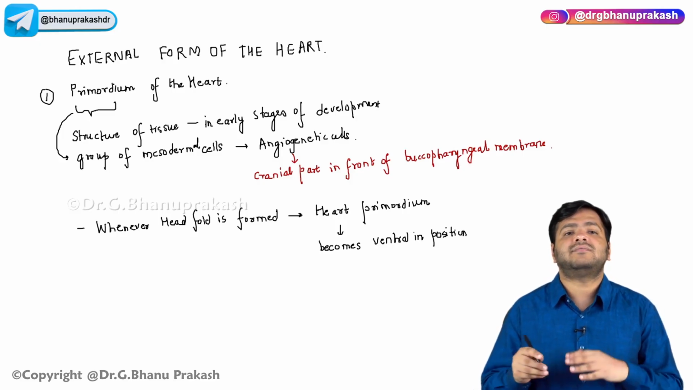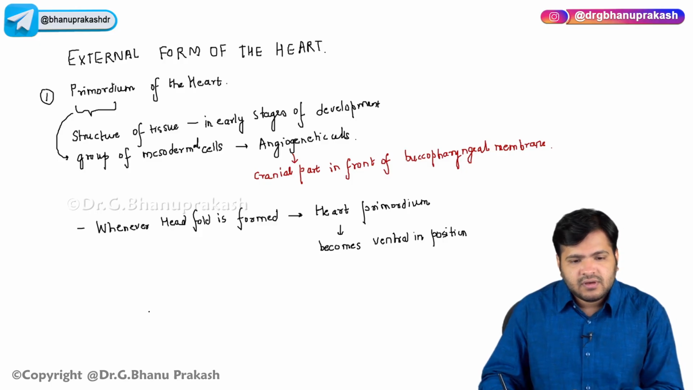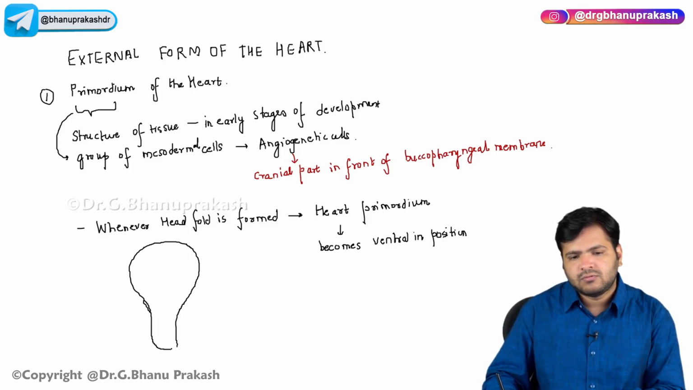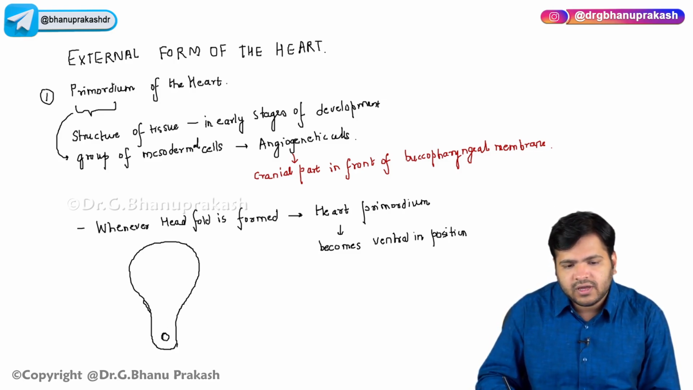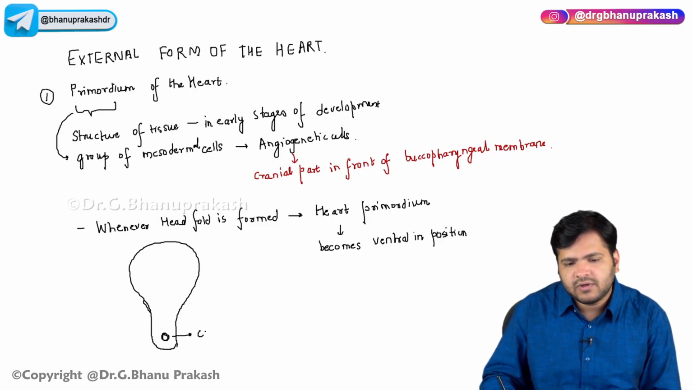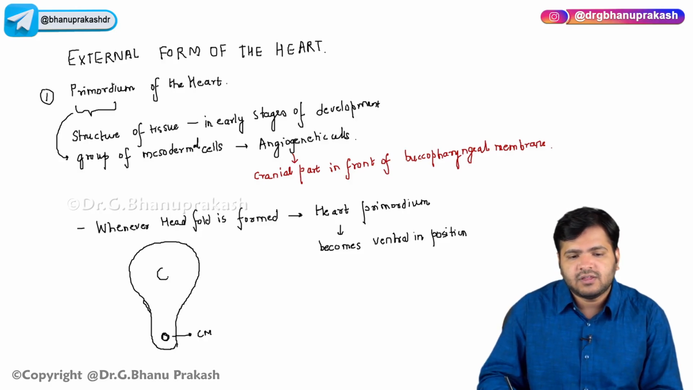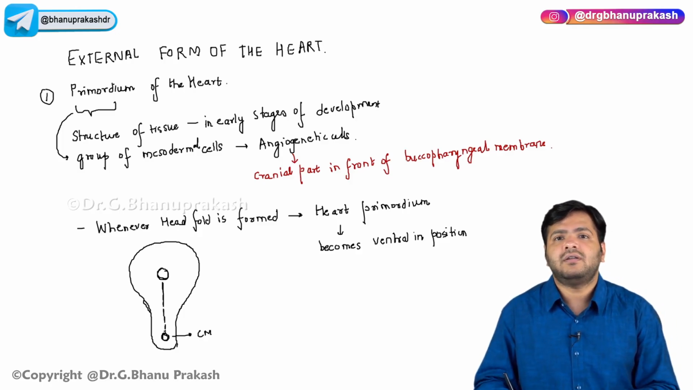Now, let us just try to look at this. What will happen? Let us suppose this is the embryonic plate. I am just trying to show this embryonic plate. Over here we have the cloacal membrane, so let us mark this as CM, the cloacal membrane. We have the buccopharyngeal membrane over here, and in the midline, you already know, we have the notochord.